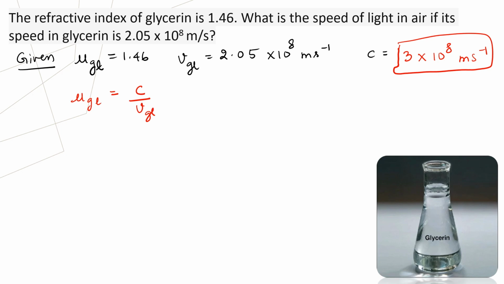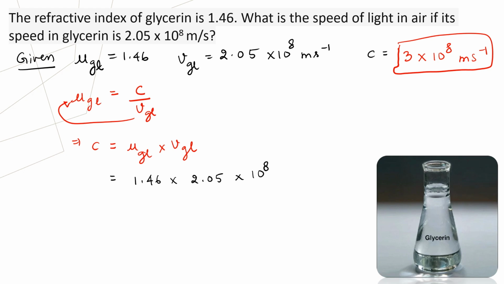What are we supposed to find out? We are supposed to find out the speed of light in air. So that will be equal to, move this VGL to the other side, this becomes mu GL times VGL. Now since the values are given, let us put them. Mu GL is 1.46, VGL is 2.05 into 10 power 8.